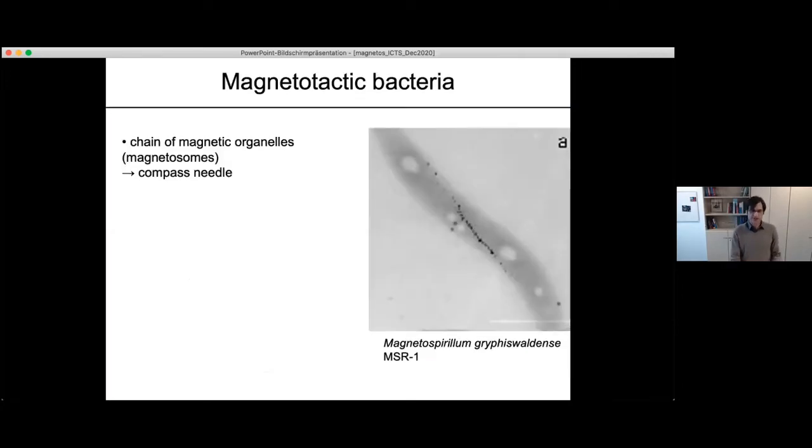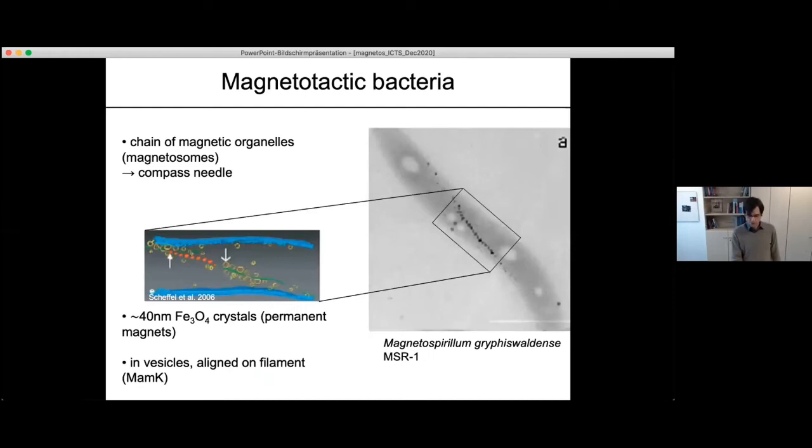But the question now is, how do these bacteria do this? They do this because they have special organelles that are magnetic. And this is what you see here. So this is one of these cells. It's a species called Magnetospirillum gryphiswaldense. And you see these black particles here. The black particles are magnetic nanoparticles.